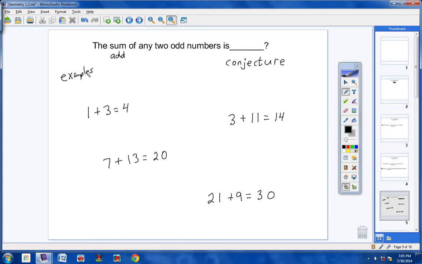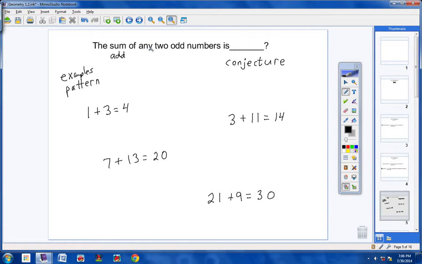Examples. Why would I do that? Why would I list out examples? Well, because I'm looking for a pattern, okay? And then once I find a pattern, then I can figure out what goes in this blank right here. Okay, so here we go.